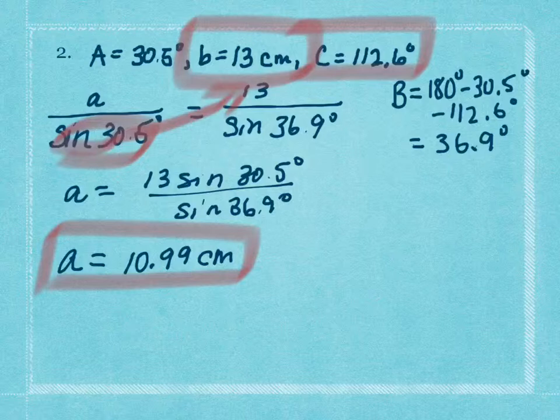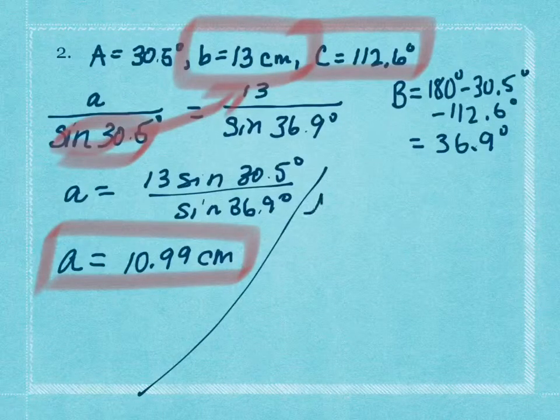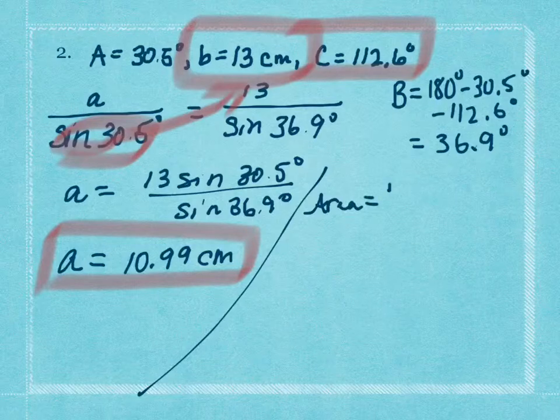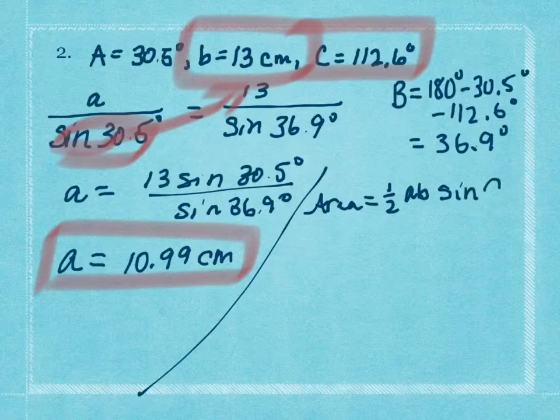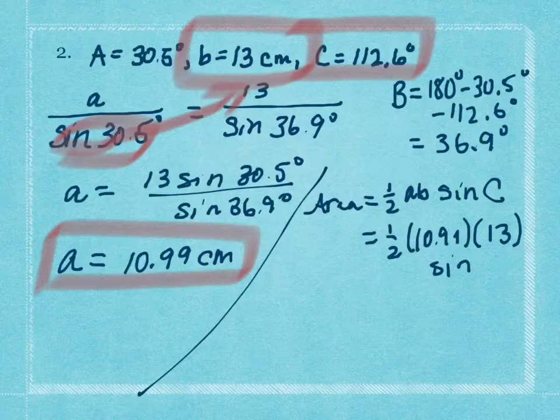All right, so my area formula then. Did I give myself more space? No. All right, it's okay. My area formula is going to take 1/2. I'm going to use sides A and B and the sine of angle C. So I have 1/2, side A is 10.99, side B is 13, and then sine of 112.6. It should be right beside it, but I don't have space, so pretend. So what is 1/2 of 10.99 times 13 times sine of 112.6 degrees?